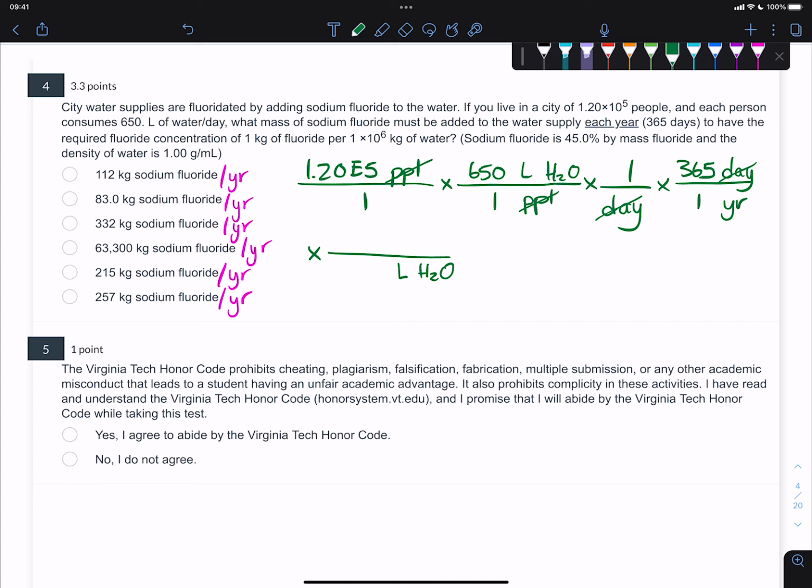And I'll show you why that works in a second. But we have a really easy number here. 1 gram of water is equal to a milliliter of water. That's the density of water. So this conversion factor is simply the density of water. It helps you connect mass and volume for water.